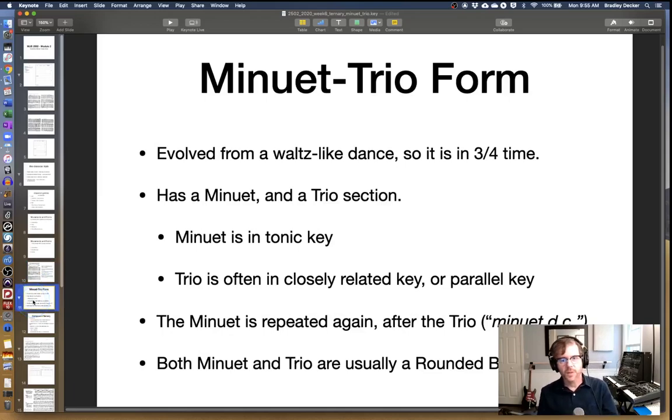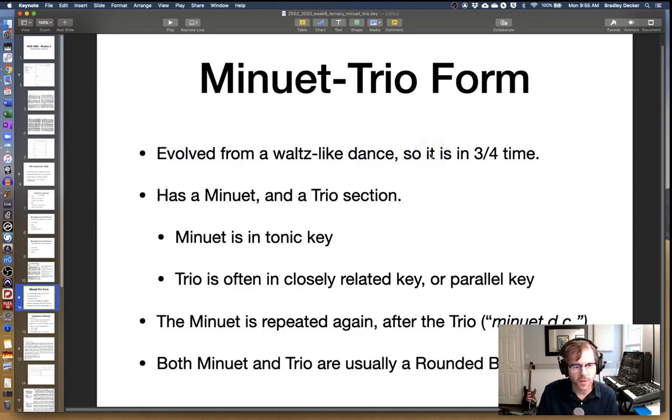So our first form that we're going to focus on is the Minuet-Trio form, and it's a very standardized third movement form. It's usually the third movement of a 4-movement piece. So that means a string quartet, symphony, something like that. Although sometimes in sonatas, there's also a Minuet-Trio movement, but we're expecting this to be a part of a larger work in some capacity.